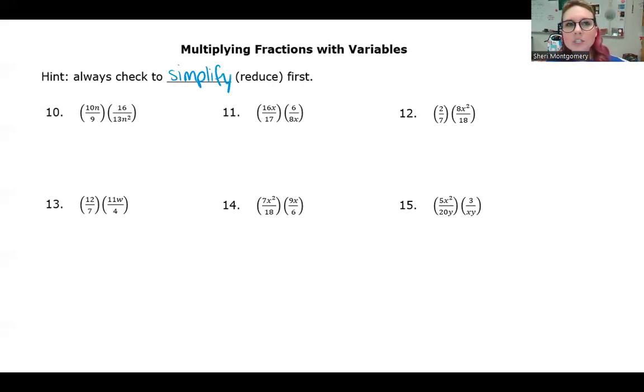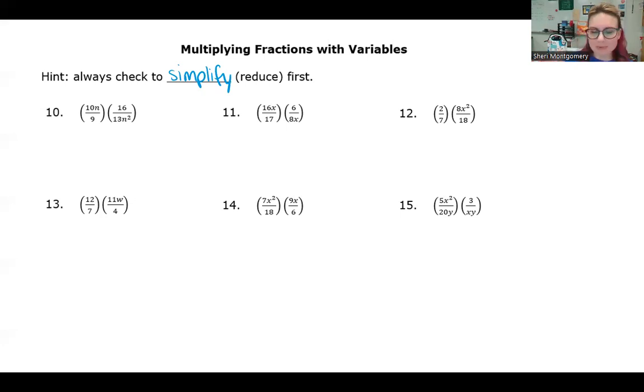So when we take a look at question number 10, we're going to look for the same things first. So it's a positive times a positive. Our answer will be positive. So we're good there. And 10 over 9, that doesn't reduce. 16 over 13, that doesn't reduce. Now let's look diagonally. 10 and 13, does that reduce? No. What about 9 and 16? No. So this is actually one that you can't reduce first. We just have to multiply across.